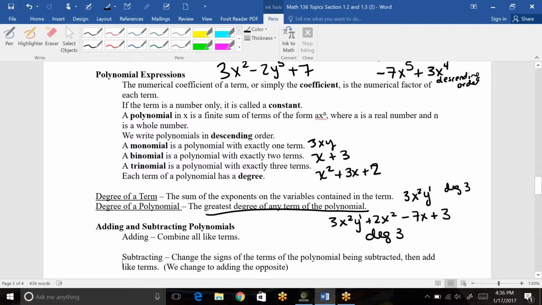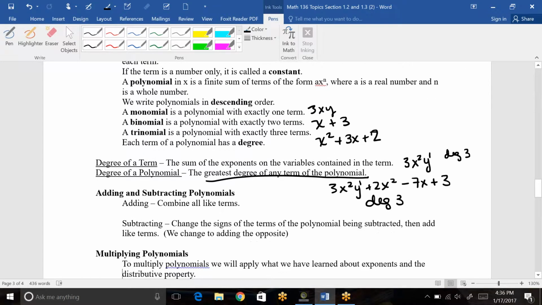If you want to combine polynomials, there's a couple different things. You could add or subtract, but that means you're combining like terms. Like terms means you have the same variable with matching powers. So an x squared cannot be added to an x cubed. Even though they have the same variable, they do not have matching powers.